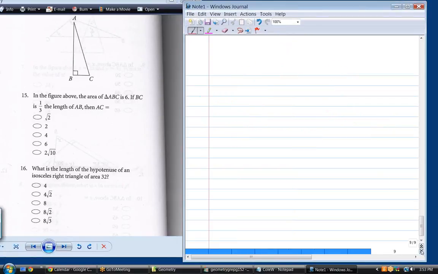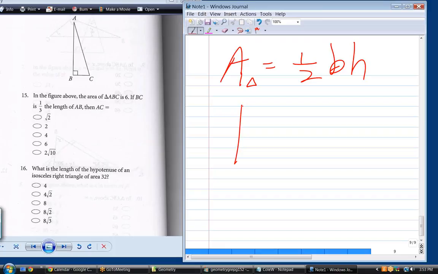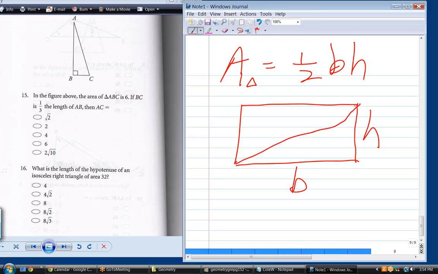It's the general formula for the area of a triangle. It's 1/2 base times height. And let me tell you why. This will help you to remember it. If I draw a rectangle, the area of the rectangle is what? Base times height. If I put a triangle in there, that splits the rectangle. So the triangle is 1/2 base times height.